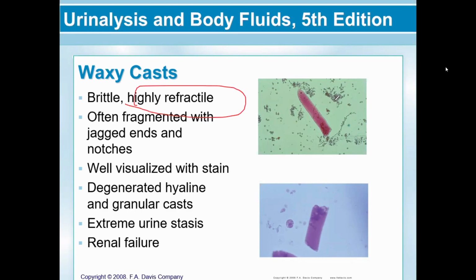They look similar to the hyaline cast we discussed, but this one stands out. And often with fragmented jagged ends and notches. Those fragmented ends or notches are caused by the disintegration due to extreme urine stasis. We can visualize them using stain; here are examples of Cova stain materials. Again, your waxy casts are actually degenerated hyaline and granular casts.